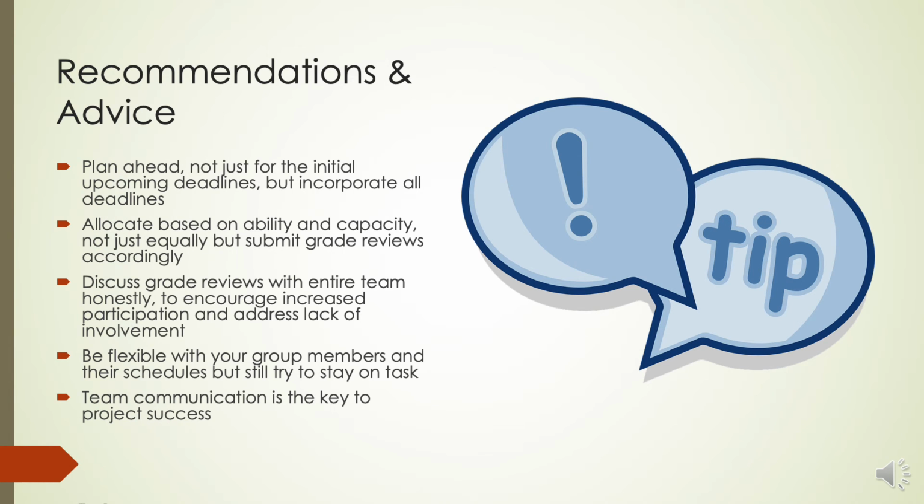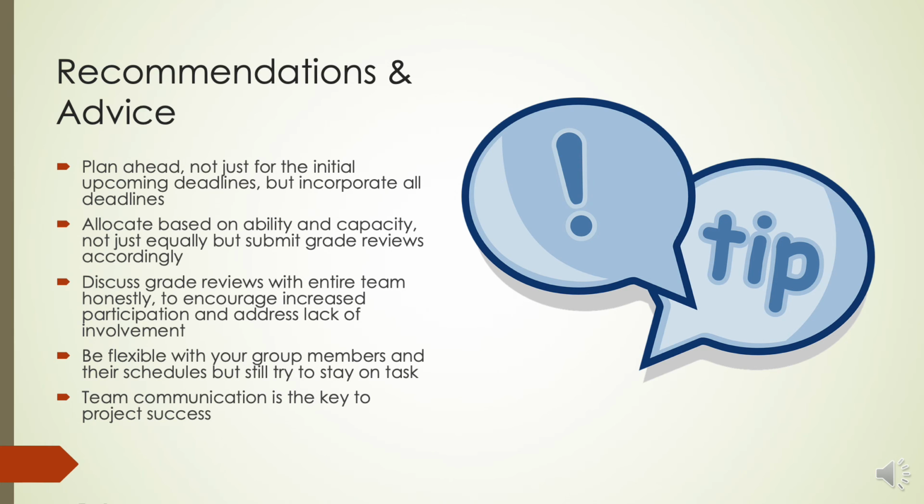The final recommendations and advice that Group 3 would like to pass on would be, A: Plan ahead. Don't just plan for the first upcoming deadline, but create a schedule that takes into account all upcoming deadlines. This will ensure that all tasks have equal time spent on them. B: Group work should be allocated based on ability and capacity, not just to ensure equality. Not all group members are going for the same grade, nor do they have the same level of capacity to take on a similar workload.